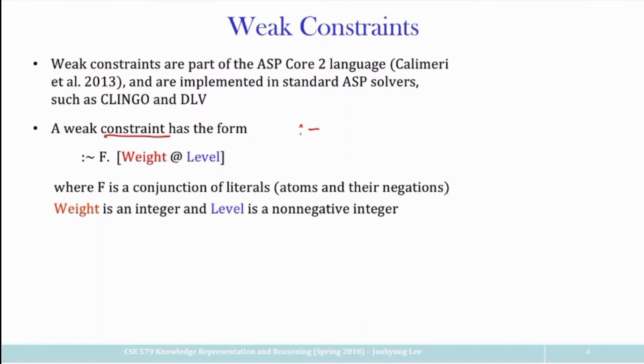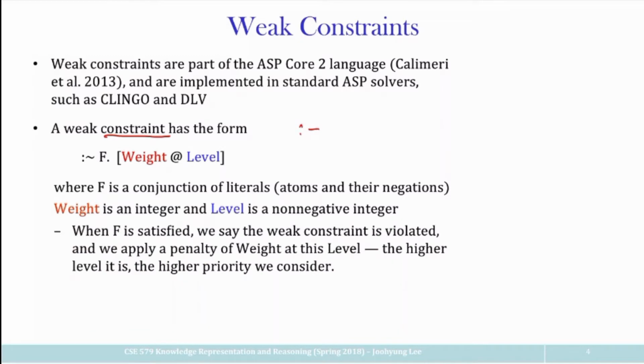I'm going to explain this in a moment, but roughly speaking, there is some notion of levels, and at each level, you will get some penalty. In the end, you will consider both level and weight to see which stable model gets more penalty and which gets less penalty. Least penalty stable models are the optimal stable models, and that's what Clingo computes at the end.